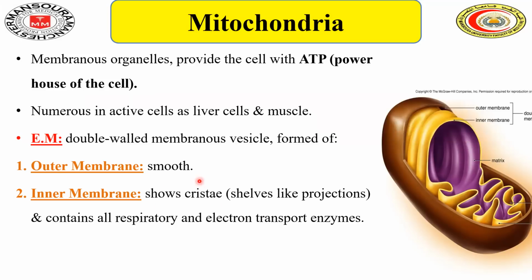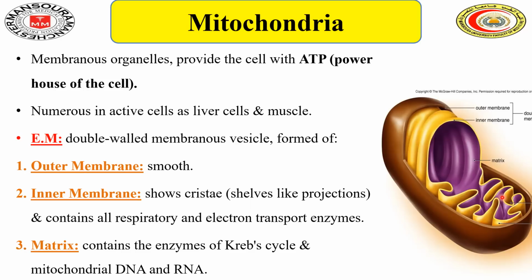These cristae are very, very important inside mitochondria because they contain respiratory and electron transport enzymes. Enzymes very important for ATP production are present on this membrane. So again, we have two membranes: the outer one, which is smooth, and the inner one, which shows projections called cristae. These projections have respiratory, electron transport enzymes. Inside these two membranes, we have a cavity, and this cavity is not empty. It contains a fluid similar to that of the cytoplasm.